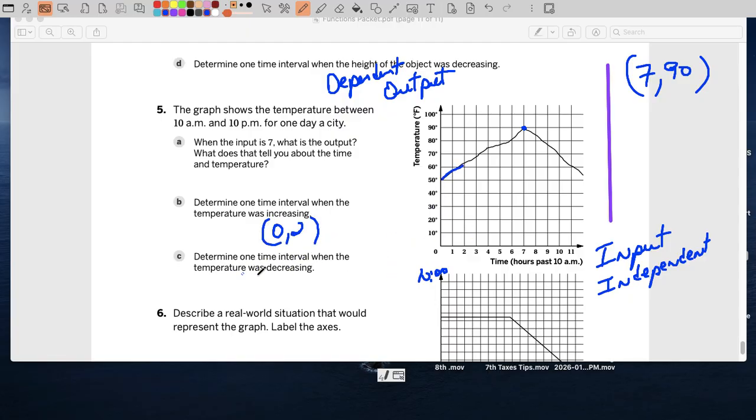Determine one time interval when the temperature is decreasing. So anywhere you pick from here, any of this interval, from 8 to 9, from 8 to 10, from 8 to 11, I'll just write from 8 to 11, the temperature was decreasing. Okay.